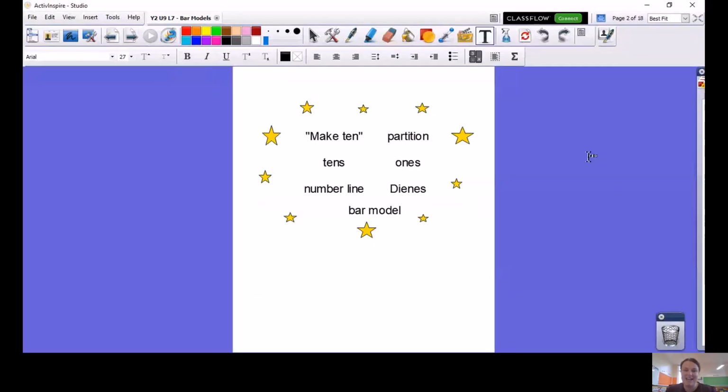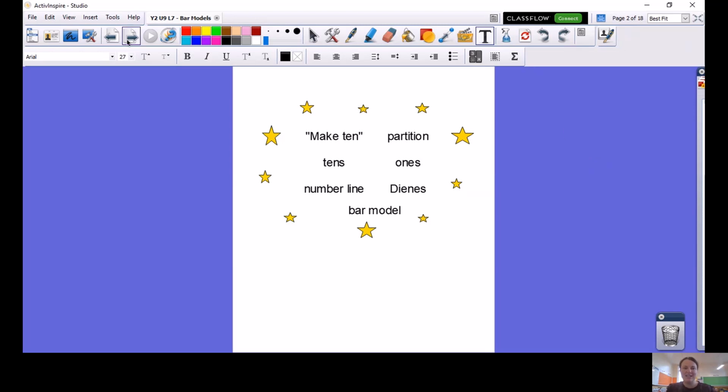So our star words today are the same as yesterday. We've got our make 10, partitioning, which is splitting, looking at our whole and our two parts, our bar model, which again is our whole and our two parts, our tens, ones, number line, and our Deans, which represents our tens and our ones.